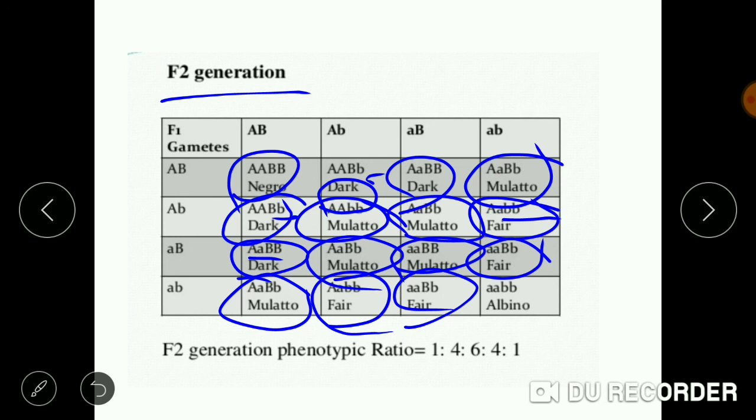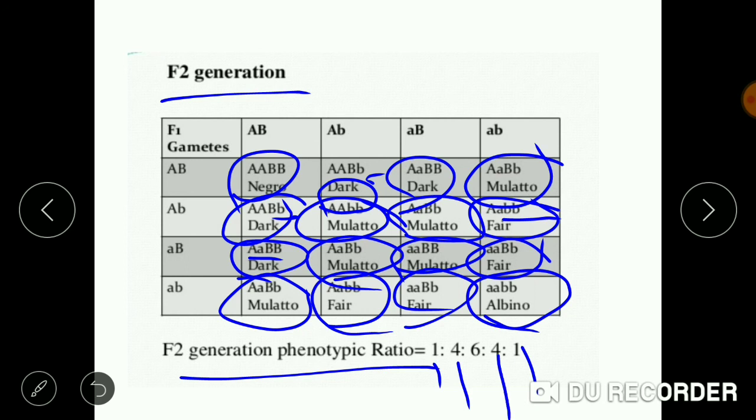When all are containing the recessive trait that is of albino, it will be albino. So the F2 generation we obtained here is one Negro, one albino, four of them containing the darker complexion, four of them containing the fairer complexion, and six of them will be the mulattoes. You can see 1, 2, 3, 4, 5, and 6. Six mulattoes are present. Thank you.